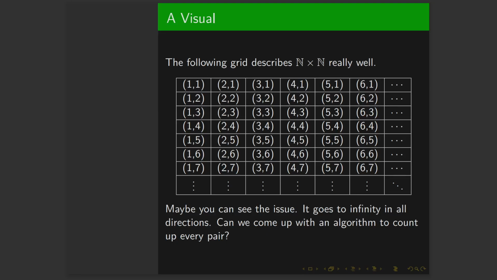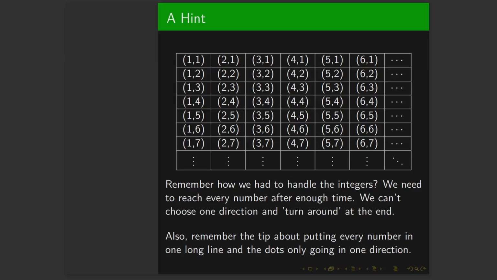How would we prove anything about its cardinality? Is there an algorithm to count up every single pair? Can we come up with such an algorithm? If so, then we should be able to say that, hey, this is a countable set. If not, then what happens? And remember what we had to do with the integers? It went off in 2 directions, but what we did is make it go off in 1 direction. We created a sequence that goes off in 1 direction. How do we do this here?